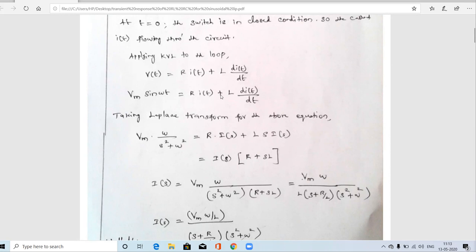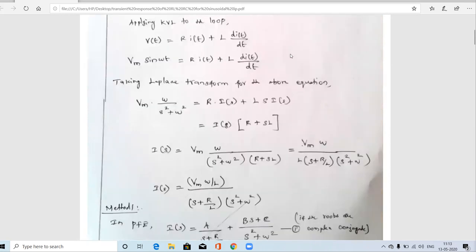Okay, but what is the next step? The time domain method of solving this differential equation is somewhat tedious, as I already told. That's why we are using the Laplace transform method. So by taking the Laplace transform of the above equation, we get, so what is the Laplace transform of sine omega t? Vm is a constant, so you keep that constant as it is.